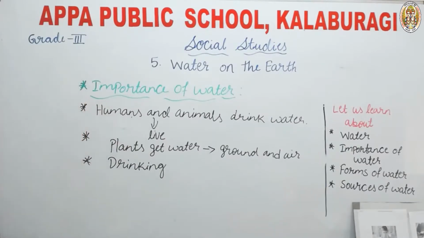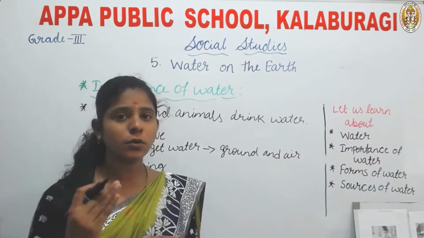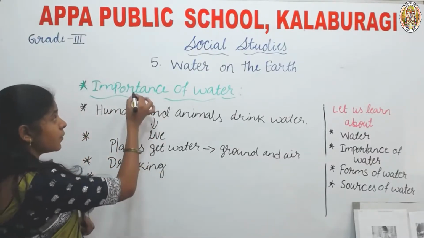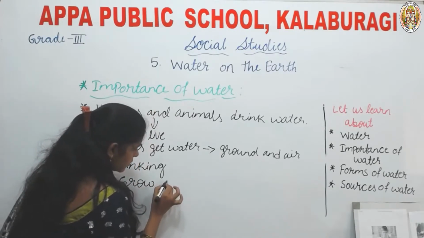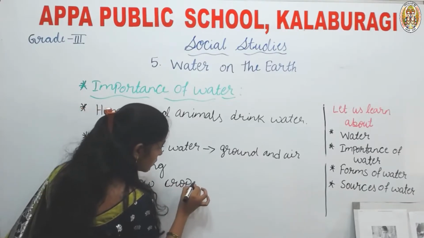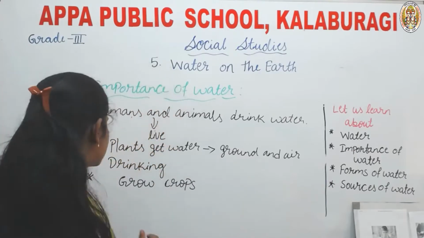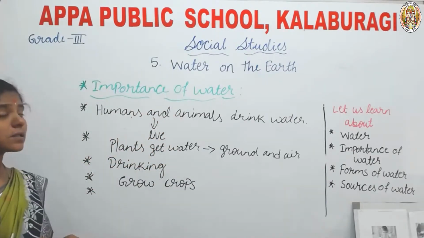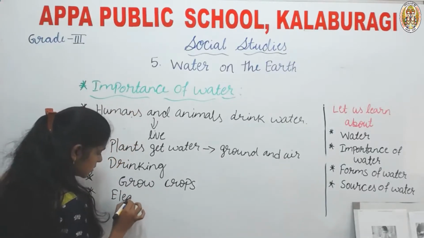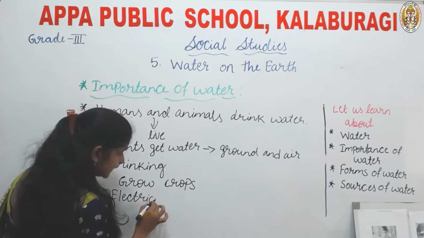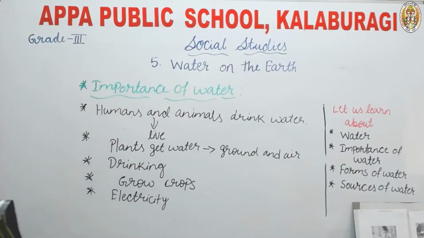Next, see here. Water is important to grow crops. Electricity is also produced from the water. See here, children.